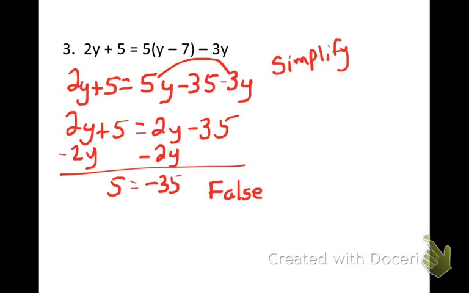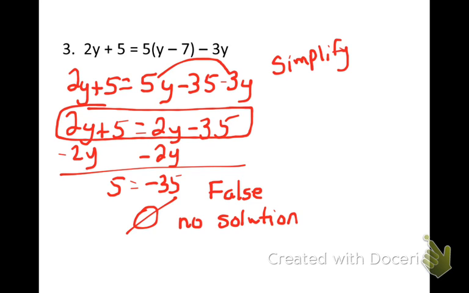So when you get a false statement like that, the answer is there is no solution. Okay, no solution. And if you're going to use that symbol, please make sure that you understand that it means no solution. And you might actually notice it right here. How can 2y, which we have on each side, add 5 and subtract 35? How could you get the same thing if you're doing that to each one? So, get a false statement, no solution.